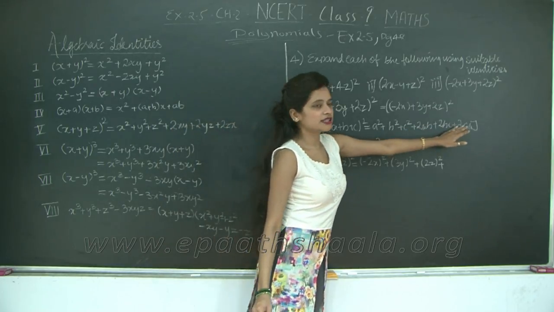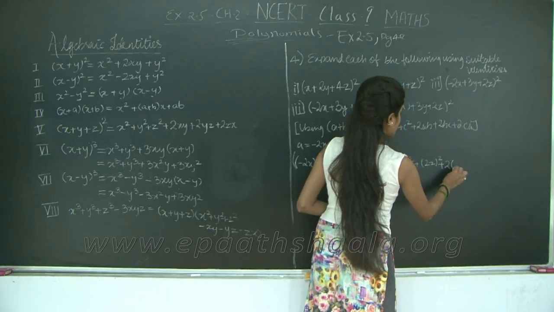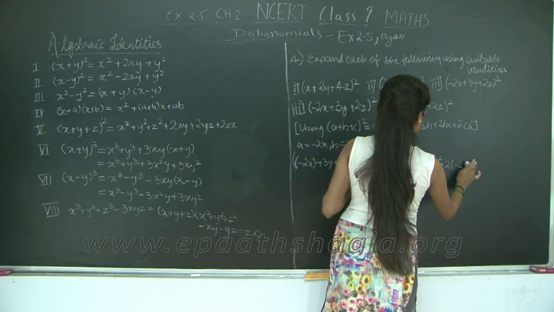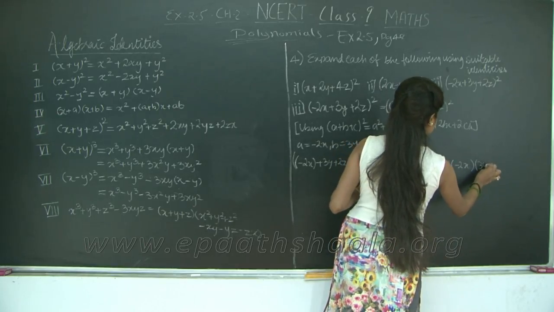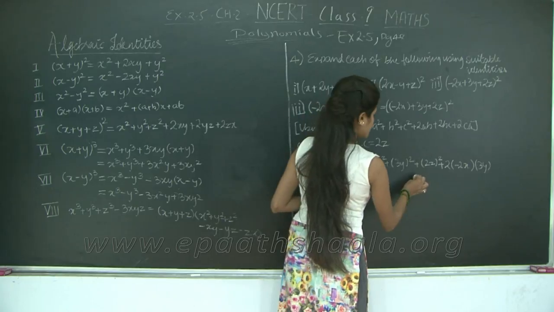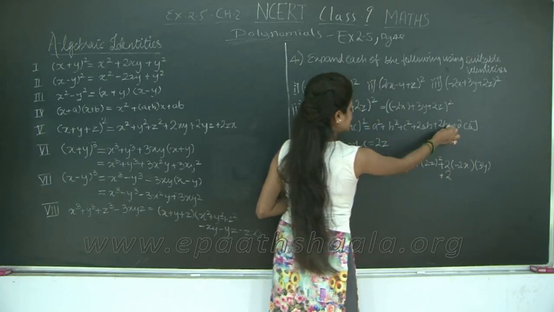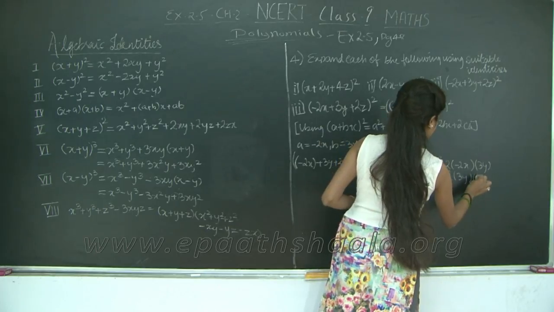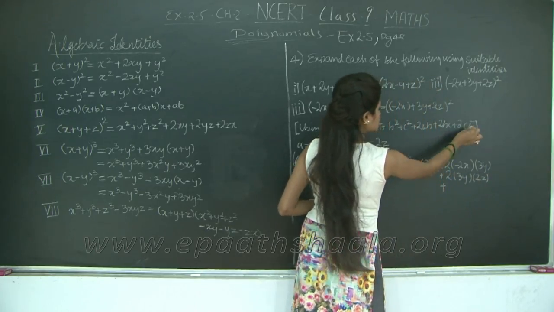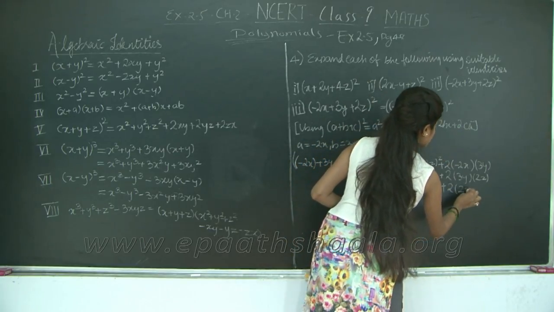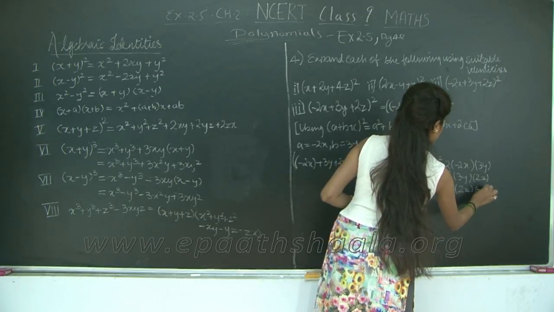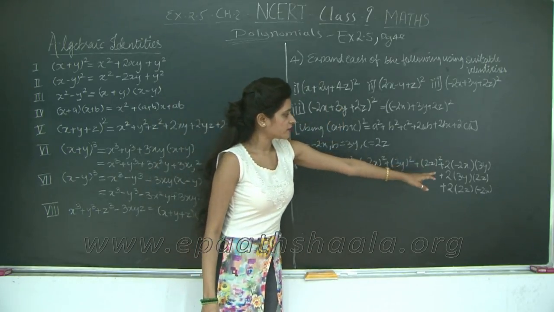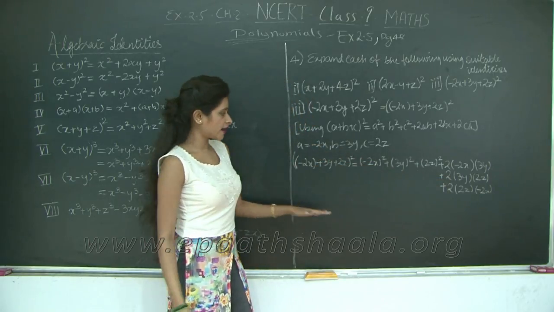Now we need to find 2ab, 2bc and 2ca. So 2ab, my a is minus 2x into 3y. 3y is the value of b, okay, plus 2bc. So 2 into 3y into 2z. Finally, I have 2ca. So this is 2 into 2z into minus 2x. Right? Everything looks correct. 2xy, 3y, 2z and 2z minus 2x. Let's go ahead and further expand this.